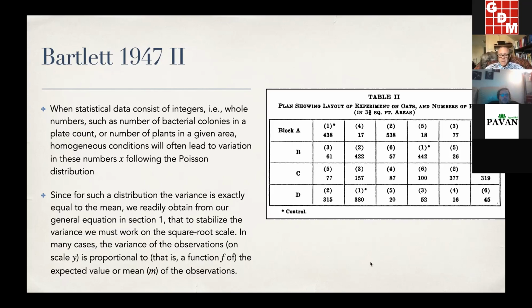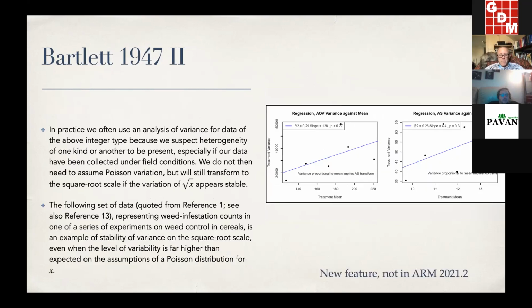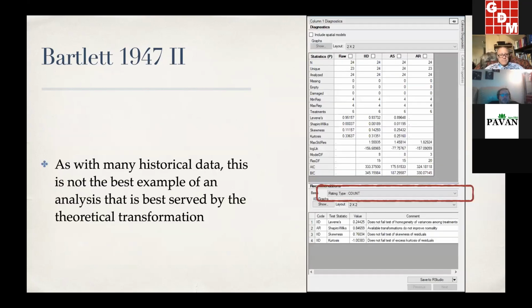So Bartlett's example from 1947, I don't think I'm going to pull that one up because it turns out to be not the best example, in that we really don't need to transform these data. On a theoretical basis, sorry, we do need to transform these data for Shapiro-Wilk because there's a lack of assumption of normality.